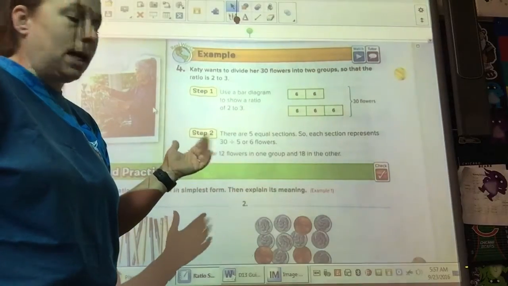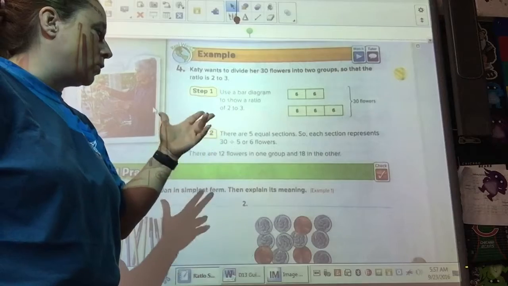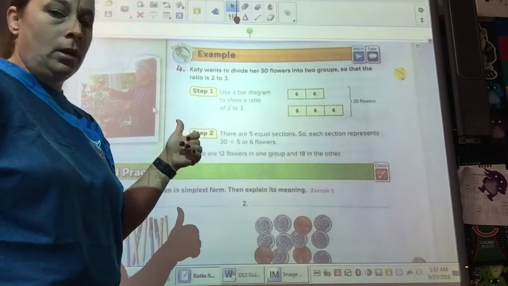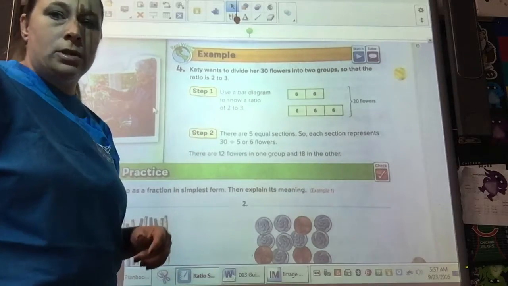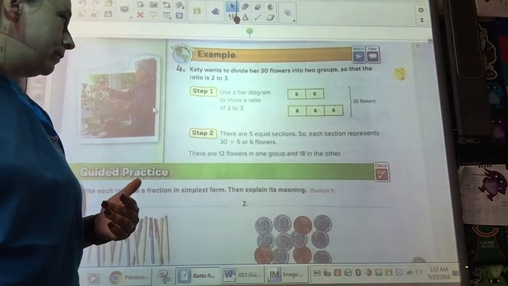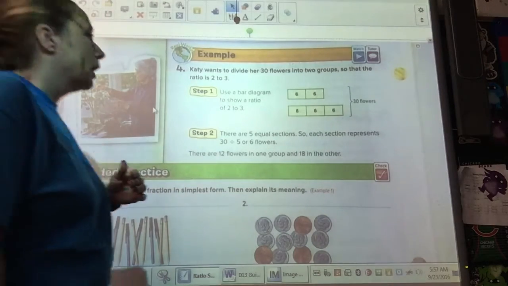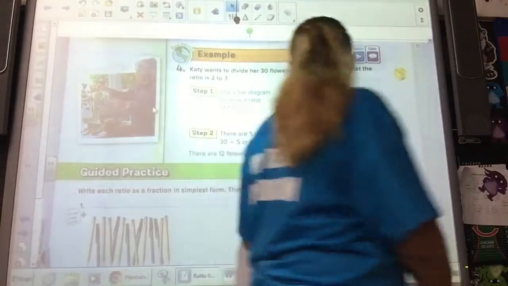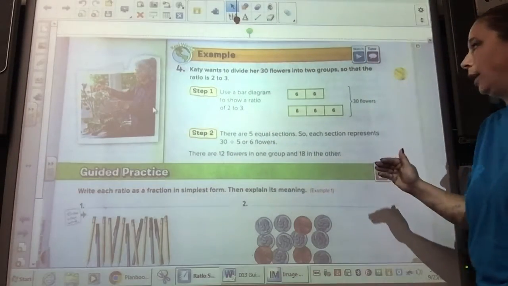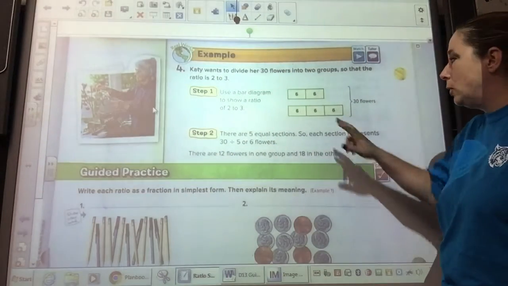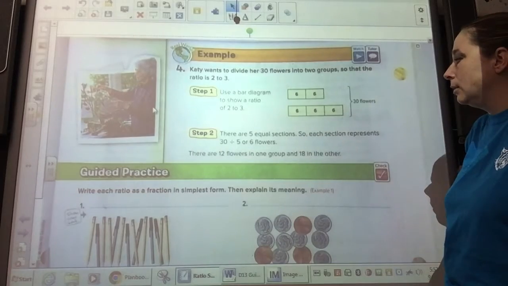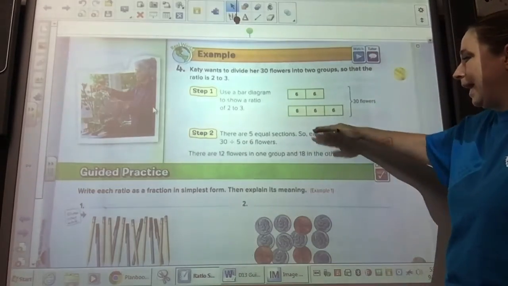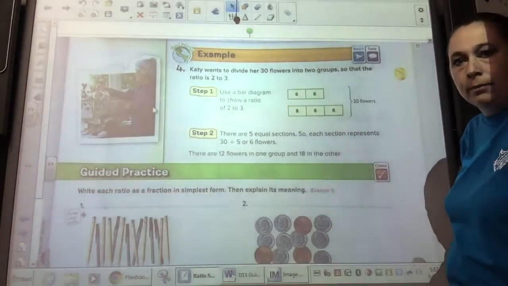So if you count by 5s, 5, 10, 15, 20, 25, 30, you would see that each box could take 6 flowers. Okay? So if she wanted to do a ratio of 2 to 3 with 30 flowers, she would have 12 in one group and 18 flowers in the other.